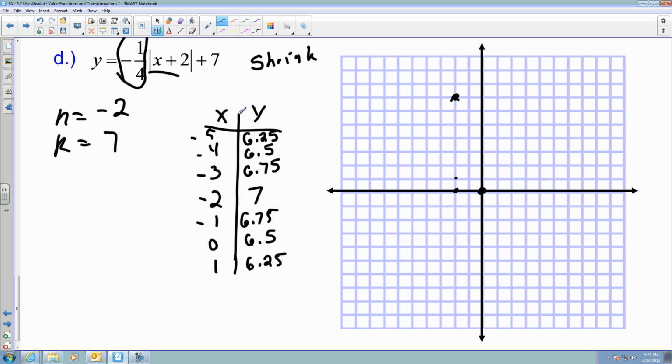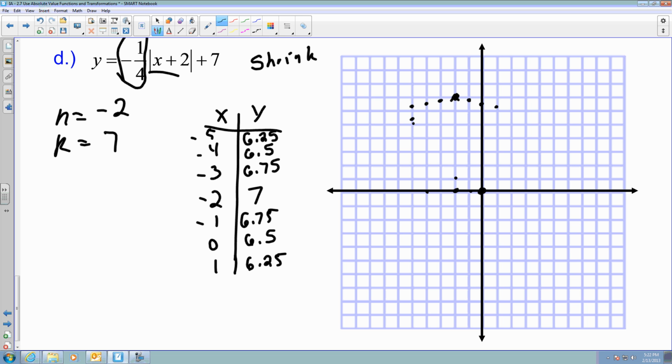So now I can plot these points. So I can say -5. So I can go 1, 2, 3, 4, 5. I can go up 6. So I would say about 6.2. Oh no, let me try that again. 1, 2, 3, 4, 5, 6. So I would say it's right about there. And then -4 and 6 1/2, which would be right about there. -3, 6.75, which is right about there. -2 and 7 I already plotted. -1 and 6.75. 0 and 6 1/2. And then 1 and 6.25.